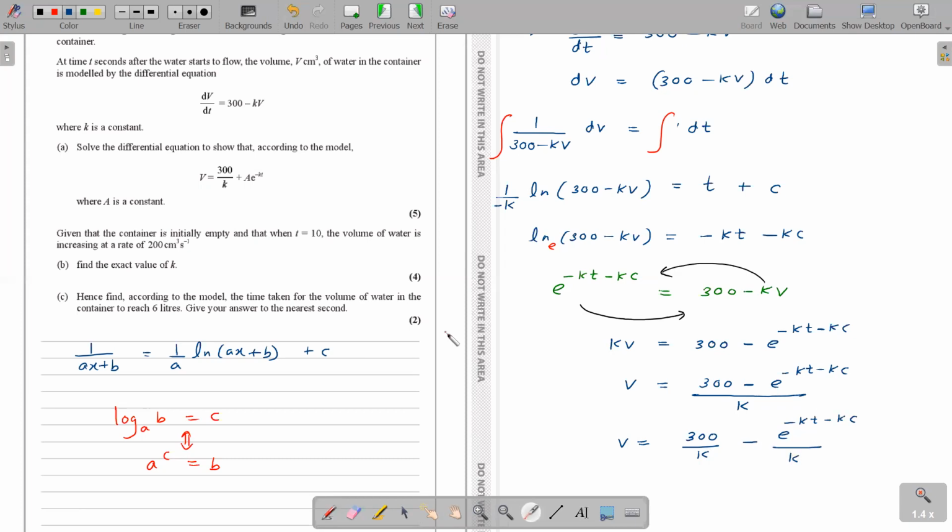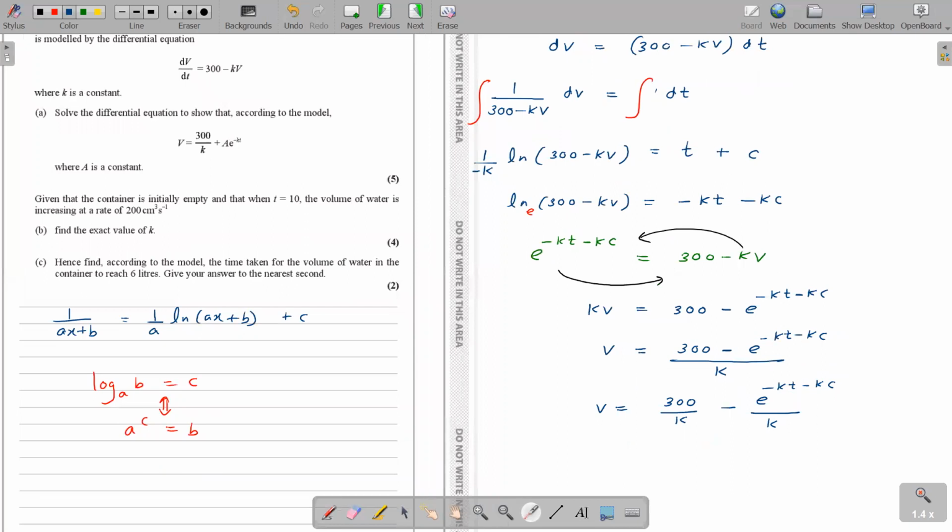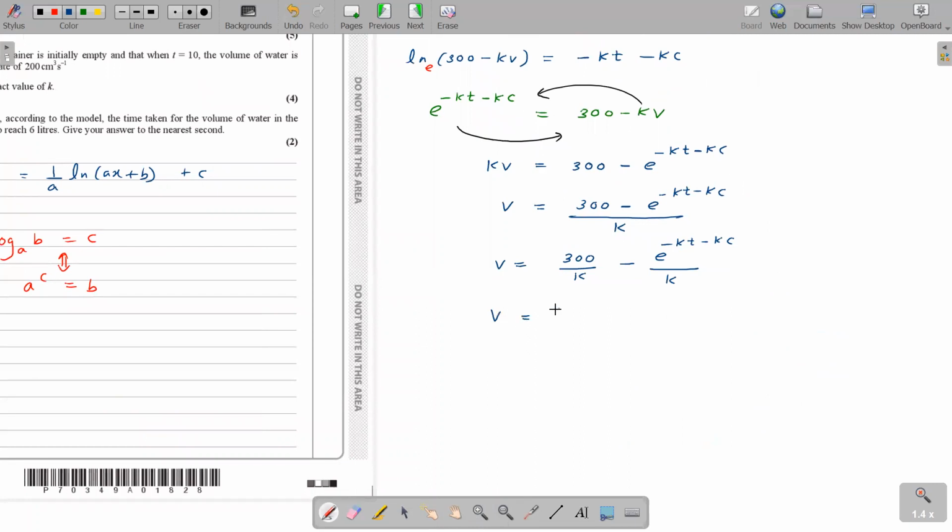Do you see? You can see that 300 over k, that particular part I have already got, but I'm not getting the other part. The other part has an e to the power minus kt, but there's no a, and we don't have such a long power here. There's only minus kt power here. How can I break this down? This is minus 1 over k. I'll break it like this: e to the power minus kt into e to the power minus kc. You can break it off as a multiplication of the same base.